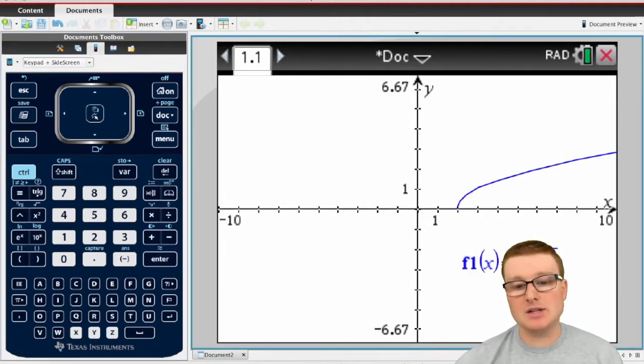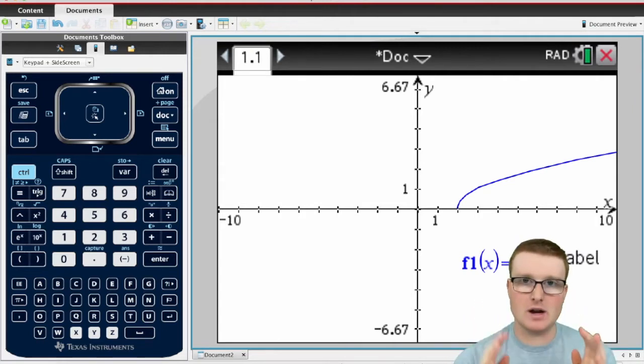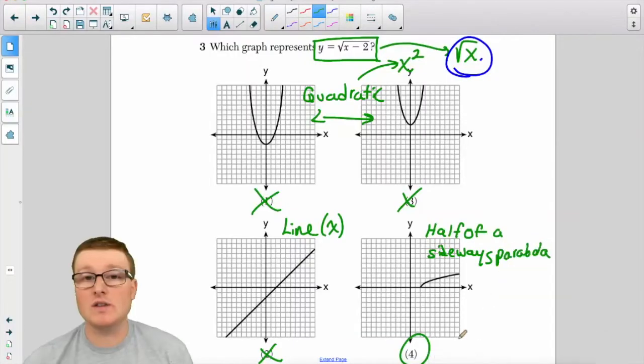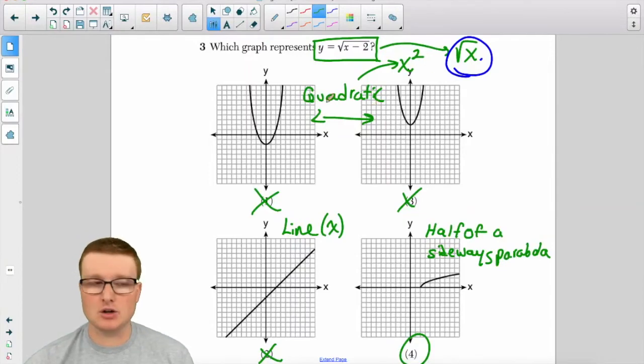Now, if you want me to explain what's going on here, that x minus 2, since it's underneath the square root, indicates a horizontal shift to the right by 2 units. You might need to use that in future questions where they do ask you about shifts of a graph.